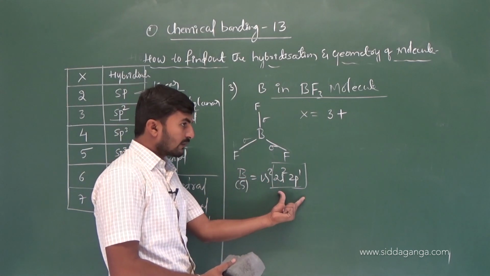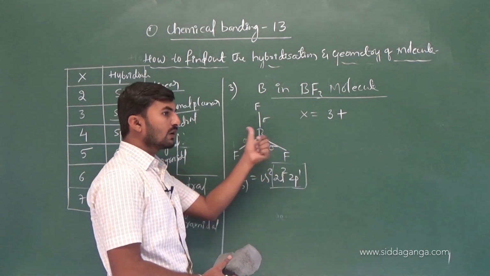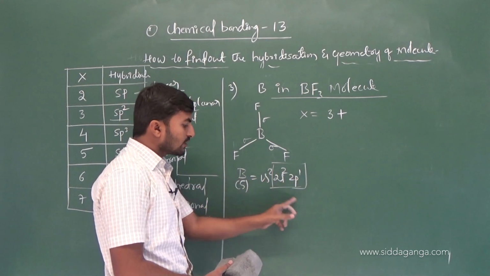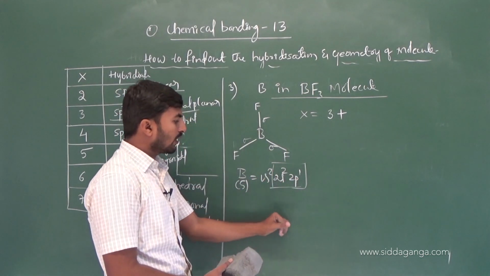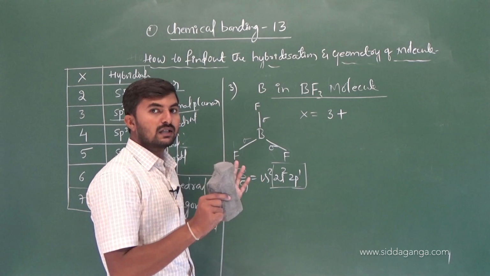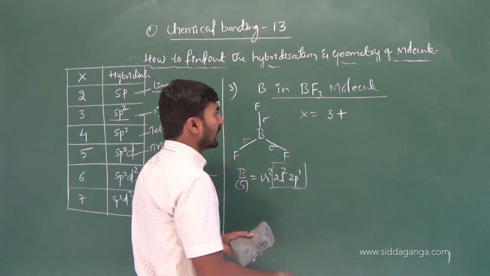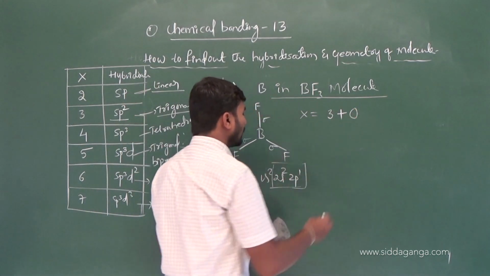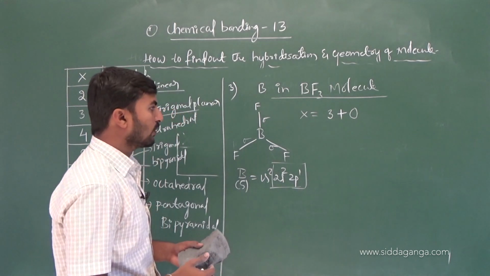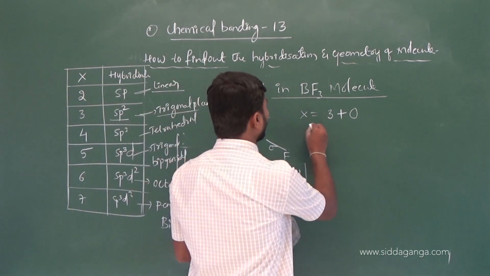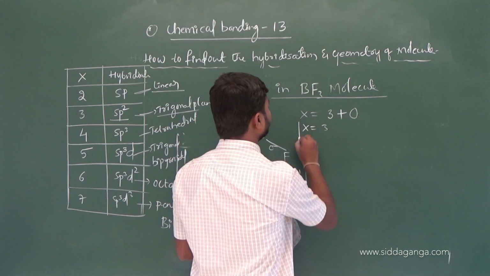There are 3 electrons, and all 3 electrons are involved in bond formation. Then in the valence shell of boron we do not have any non-bonded electrons. That is why there are no lone pairs of electrons present in boron. That is why the value of x is equal to 3.